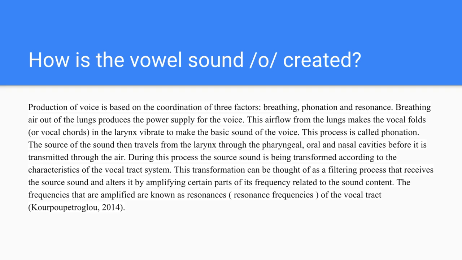The source of the sound then travels from the larynx through the pharyngeal, oral, and nasal cavities before it is transmitted through the air. During this process, the source sound is being transformed according to the characteristics of the vocal tract system. This transformation can be thought of as a filtering process that receives the source sound and alters it by amplifying certain parts of its frequency related to the sound content. The frequencies that are amplified are known as resonances, or resonant frequencies of the vocal tract.